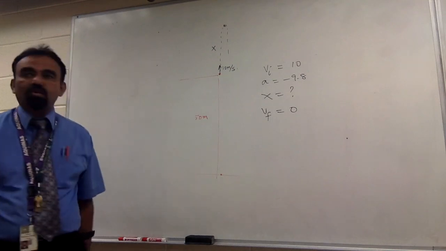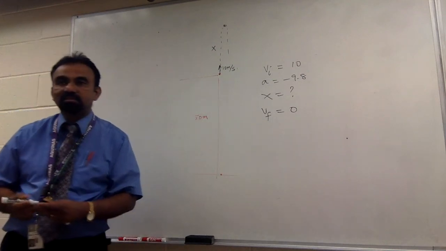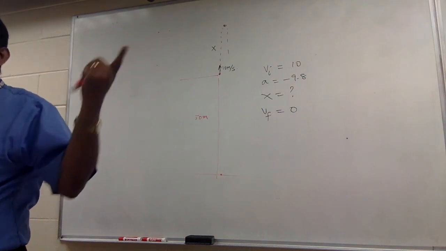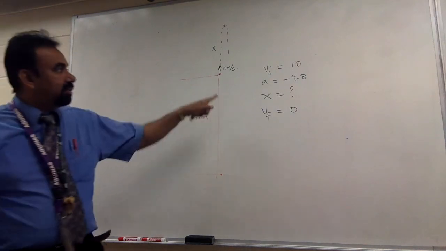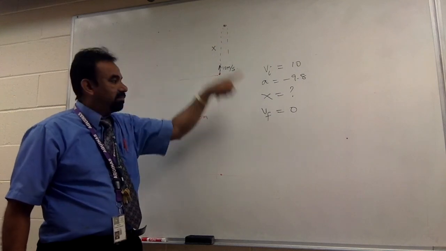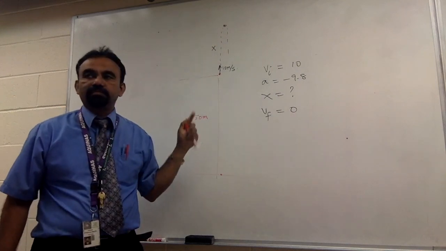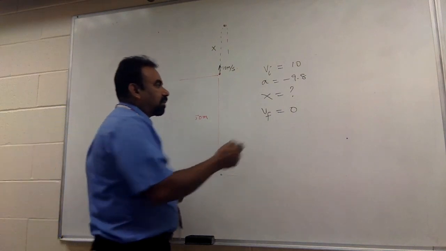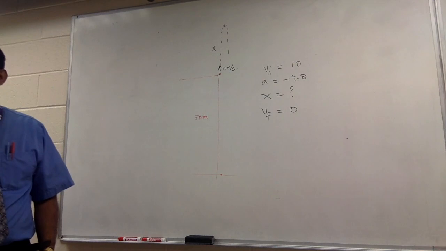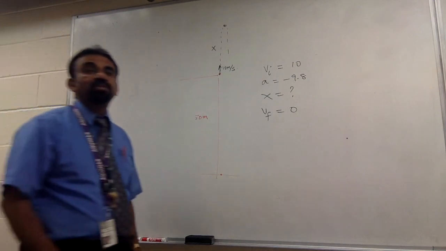Final velocity is 0. Why? Because it is turning around. When I throw something like that, what is the velocity on the top? 0. So between this point and this point, the final velocity is 0 on the very top. And what are you trying to find out? X. So what equation of motion are you going to use? The one which has no time.